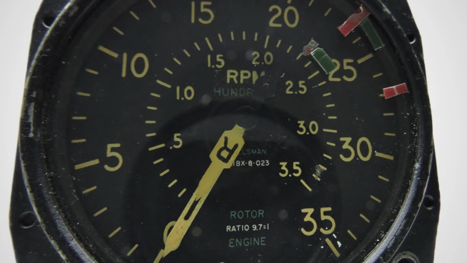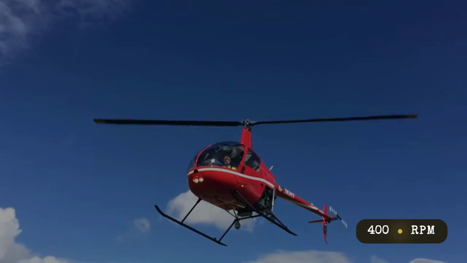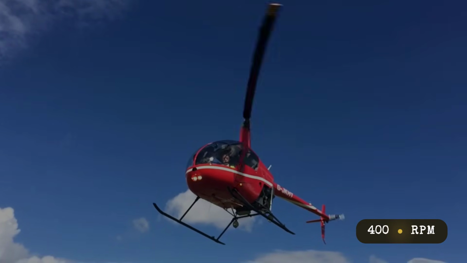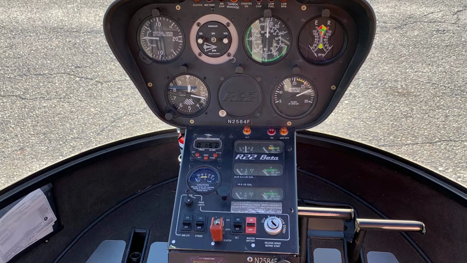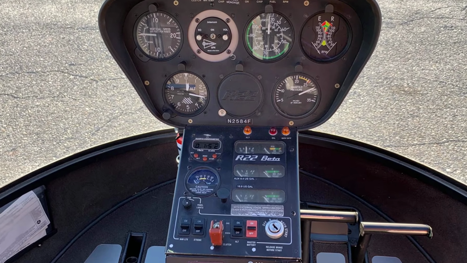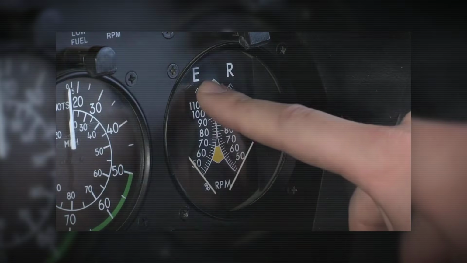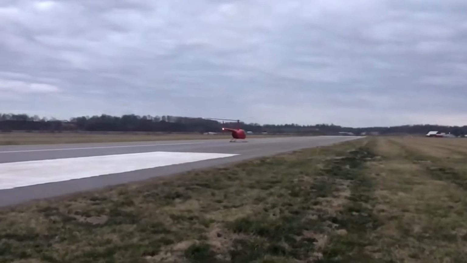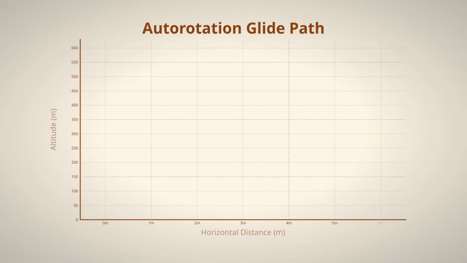The collective lever drops to minimum, flattening blade pitch and keeping rotor speed alive in the safe band, typically between 300 and 400 revolutions per minute. In a Robinson R-22, that means holding the needle above 300 revolutions per minute, eyes flicking between the tachometer and the horizon. The descent is steep but controlled, a glide ratio of about 1.5 to 1.